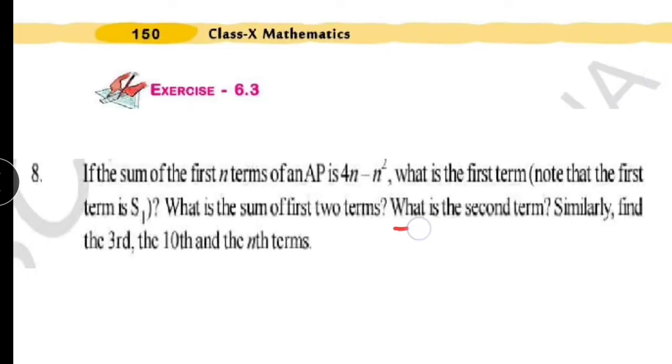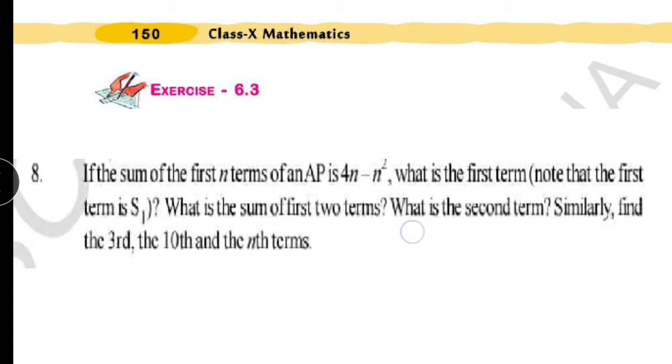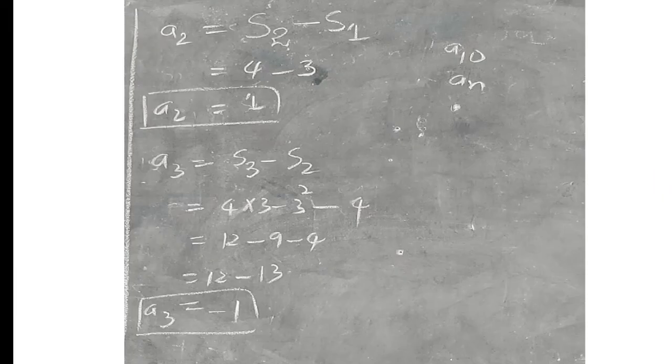Next, what is the second term? The second term means A2. Here the sum of the first 2 terms means S2, and the second term is A2. So how am I finding the second term A2? S2 minus S1: the sum of 2 terms minus the sum of the first term. The sum of 2 terms is 4 and the first term is 3. So 4 minus 3, answer how much? 1. So the second term is 1.